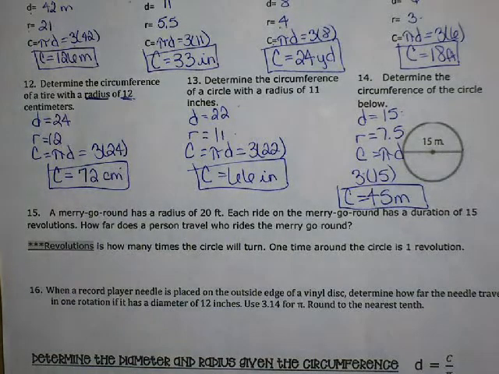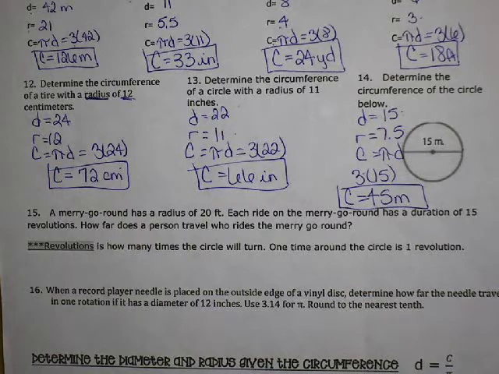Let's take a look at a couple of the word problems that we might see. Number 15 says a merry-go-round has a radius of 20 feet. Each ride on the merry-go-round has a duration of 15 revolutions. How far does a person travel who rides the merry-go-round?